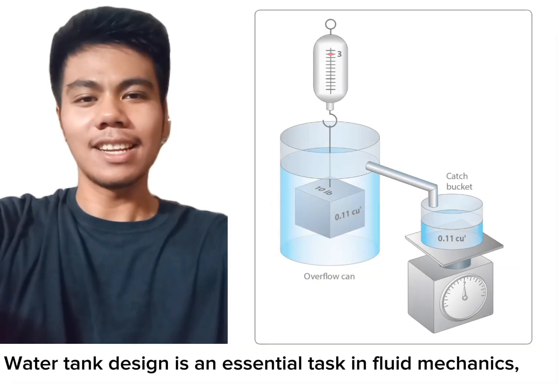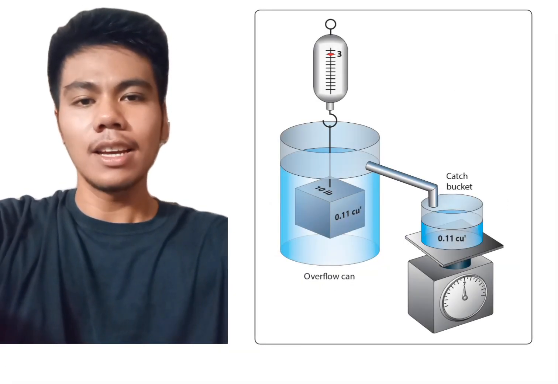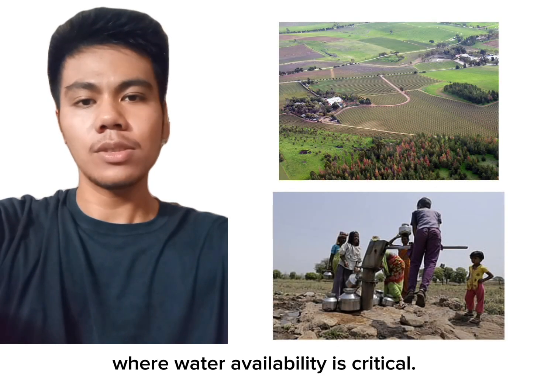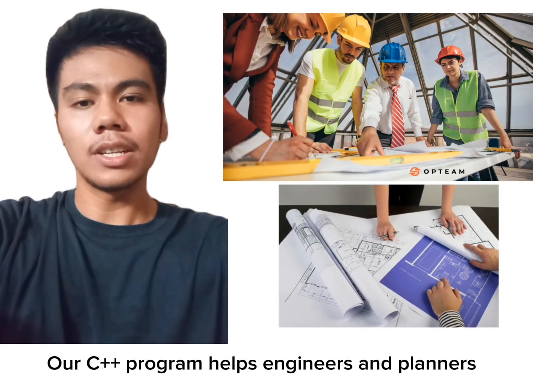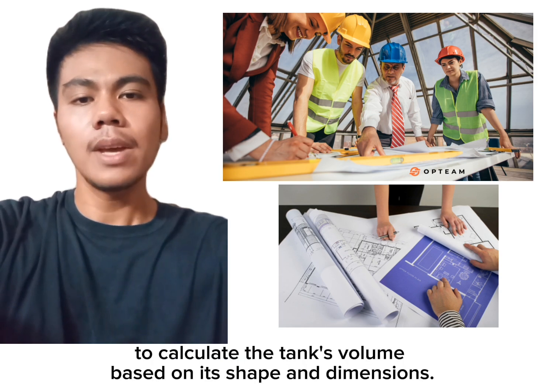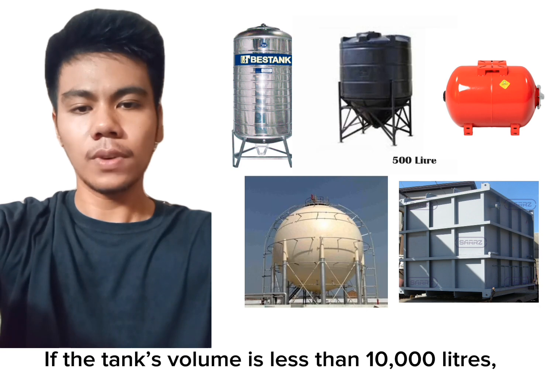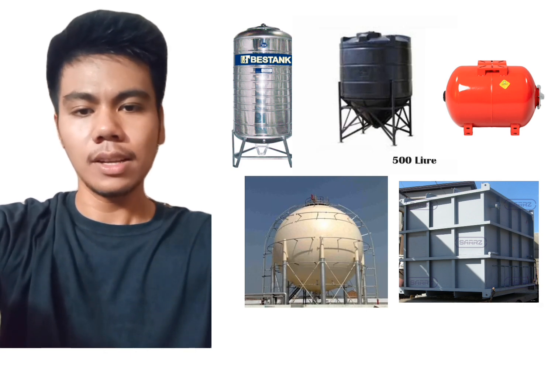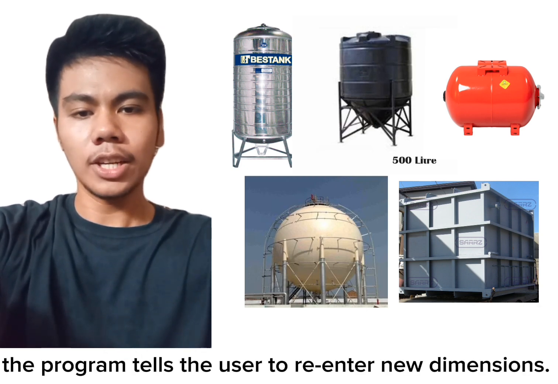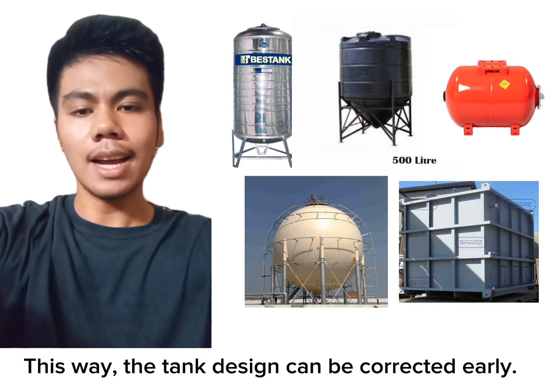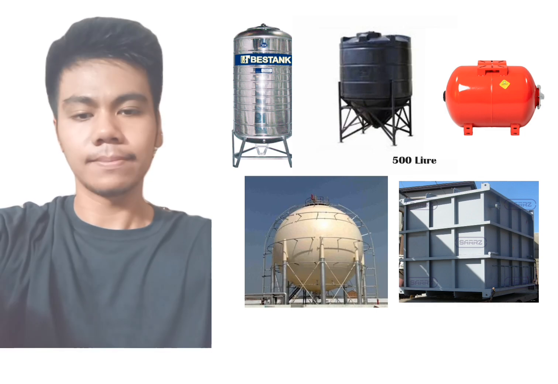Water tank design is an essential task in fluid mechanics, especially for rural or emergency areas where water availability is critical. Our C++ program helps engineers and planners calculate the tank's volume based on its shape and dimensions. If the tank's volume is less than 10,000 liters, the program tells the user to re-enter new dimensions. This way, the tank design can be corrected early.